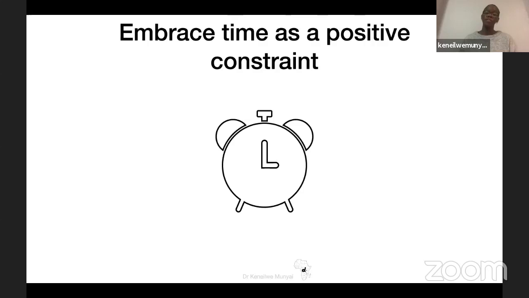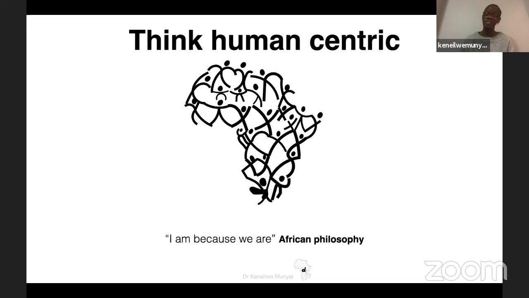In terms of the principles, it's about embracing time as a positive constraint. We'll never have enough time to do things. So how do we use the limited time that we have to achieve the maximum? And it's about being human-centric, so always putting people at the center of what you're trying to do. It's about the people and their needs.